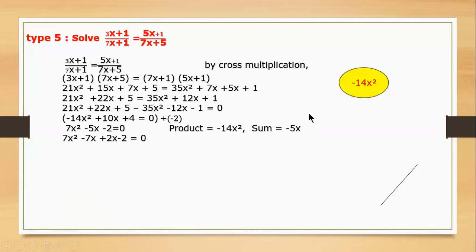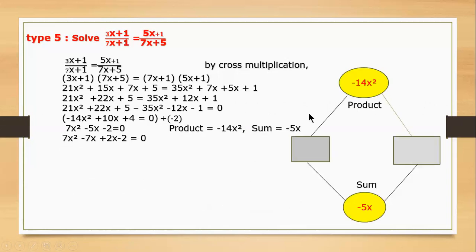So here, if you are using the sum and the product, we get minus 7x and 2x. So minus 7x and 2x, if you add, you will get minus 5x. If you multiply, you will get minus 14x square. So we shall use minus 7x and 2x in the place of minus 5x. So we get 7x square minus 7x plus 2x minus 2 is equal to 0.